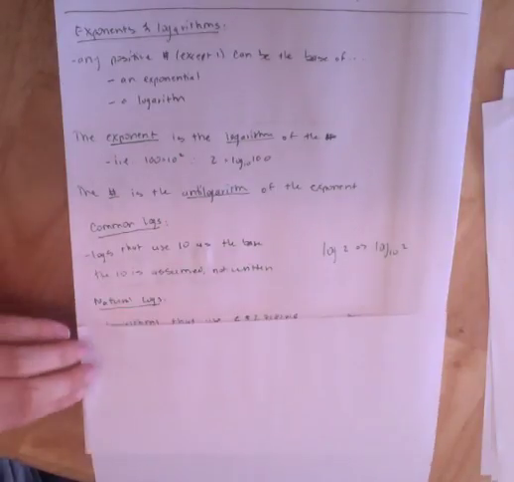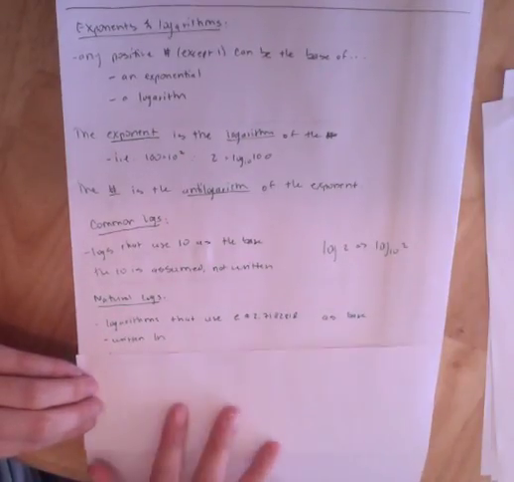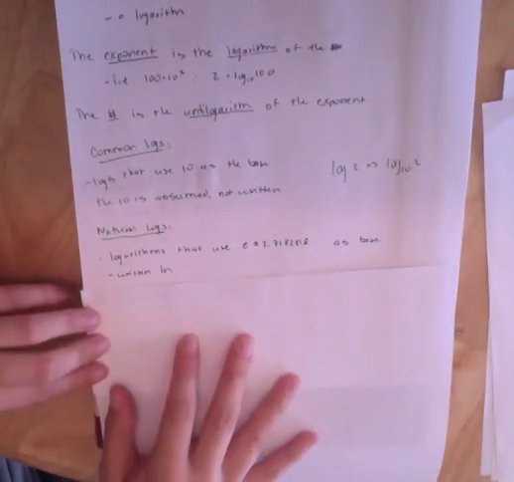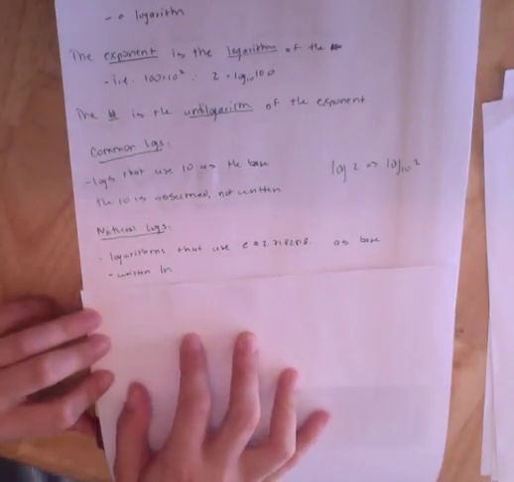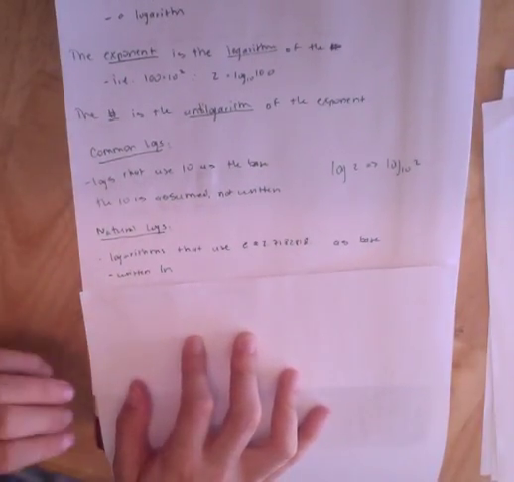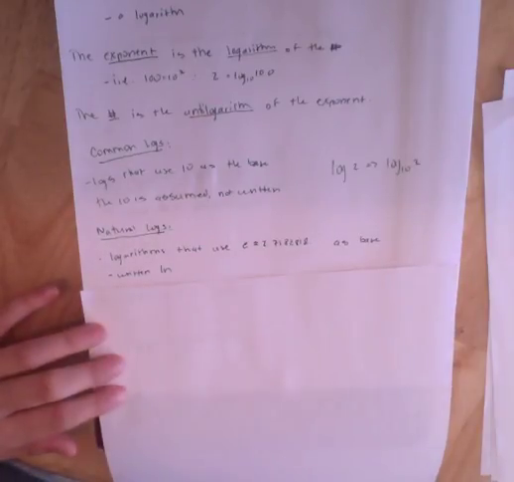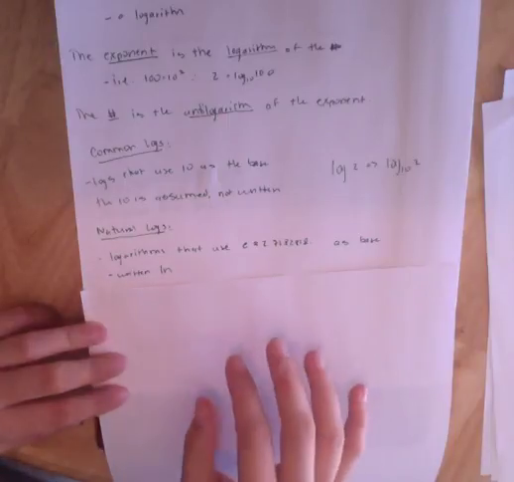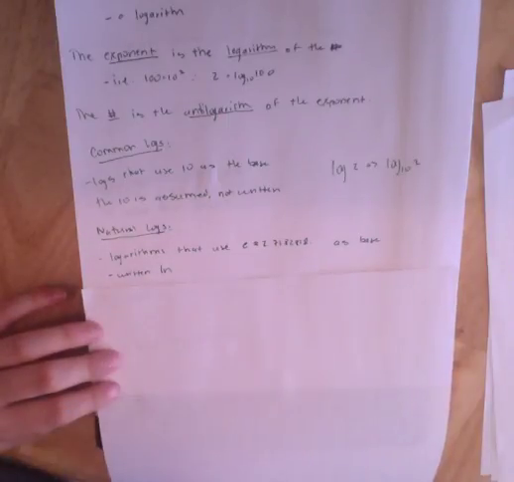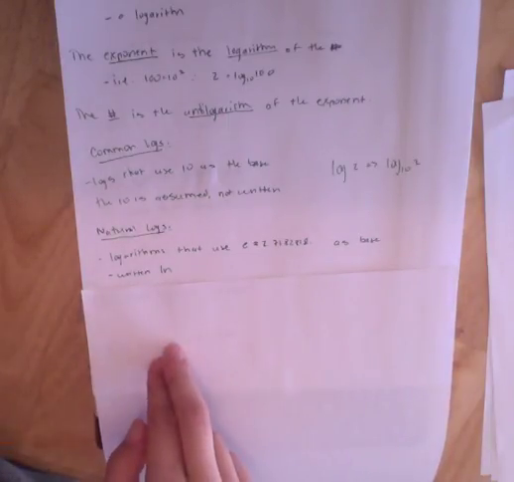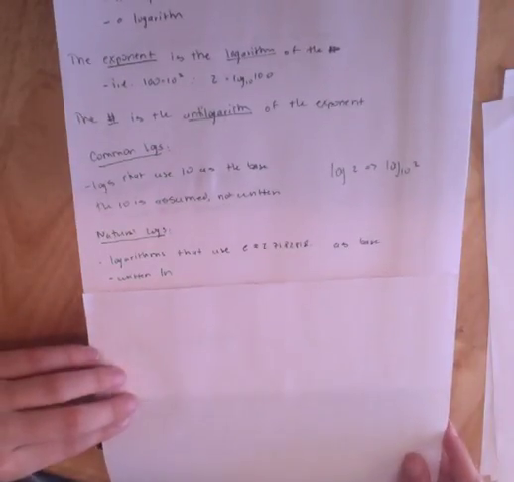We also have natural logs. Natural logs are logarithms that use e. e is approximately 2.718 and so on. e is like pi. It's an irrational number. It continues forever. And e is the base of natural logarithms. We write them as ln. So let's jump into a couple examples.